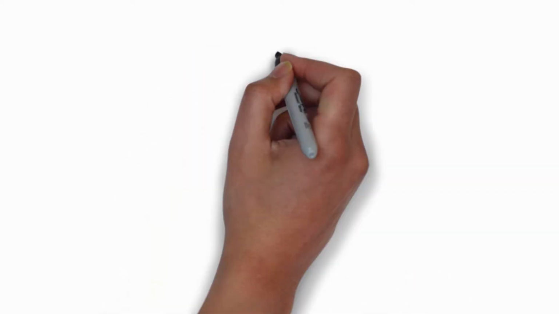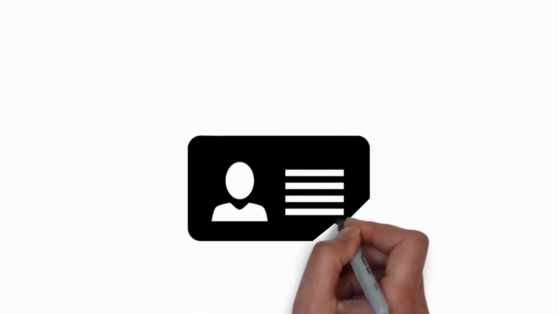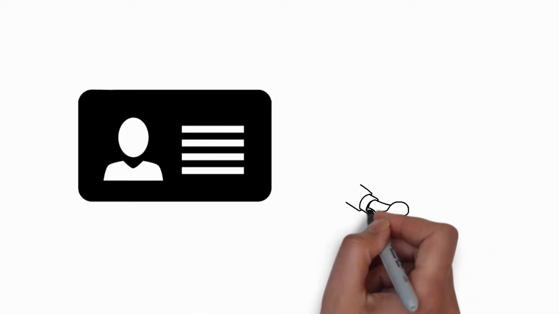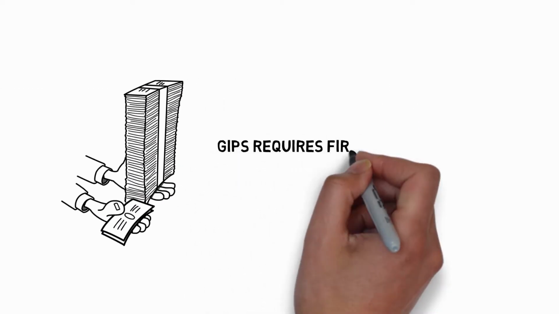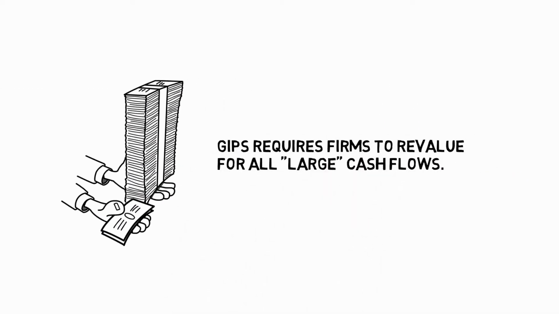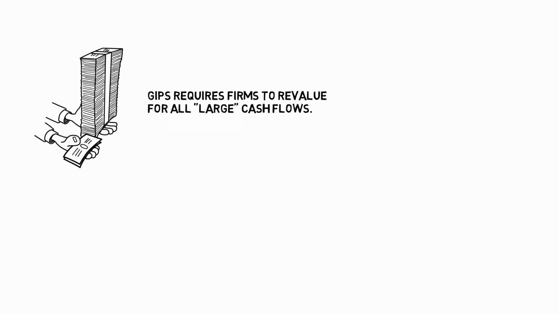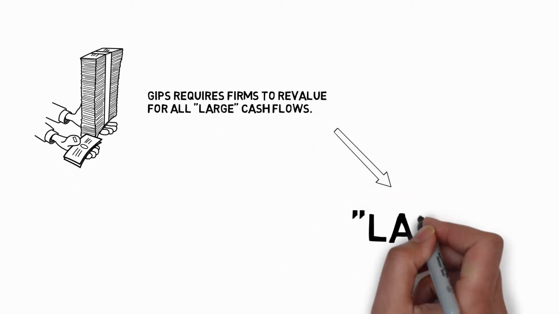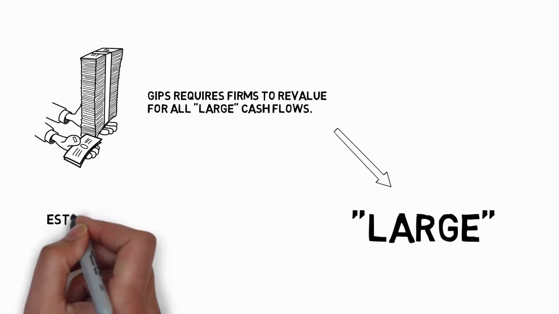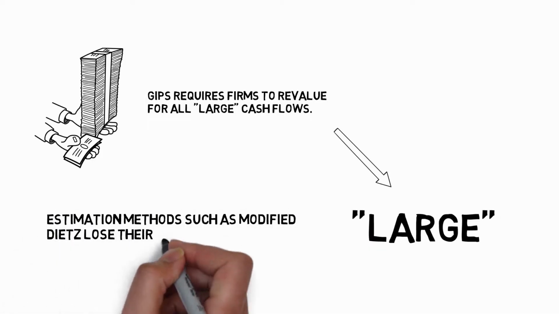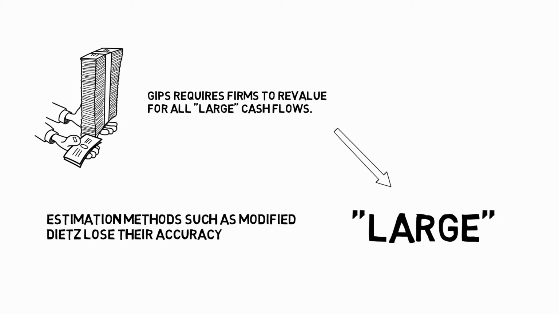The main consideration when establishing your firm's portfolio-level methodology is the treatment of external cash flows. Since the start of 2010, GIPS requires firms to revalue for all large cash flows. It is up to your firm to define the term large, but it should be defined based on when your firm feels that estimation methods such as modified Dietz lose their accuracy.